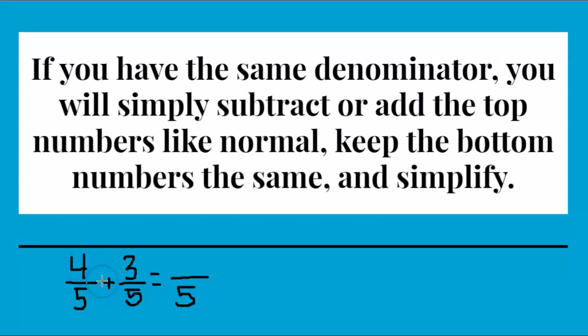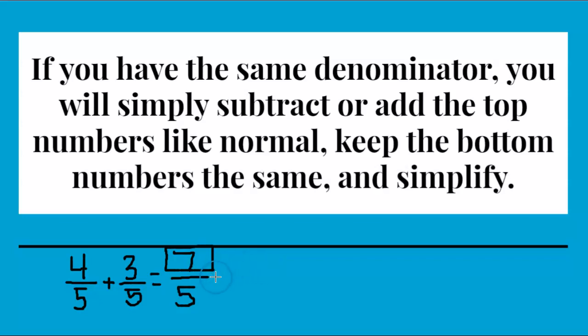And we have 4 plus 3. So if you're thinking 7, then you are correct. So you'll notice that we have 7 over 5. Our top number is bigger than the bottom one, which means that we have an improper fraction. We want the top number to always be smaller than the bottom one.